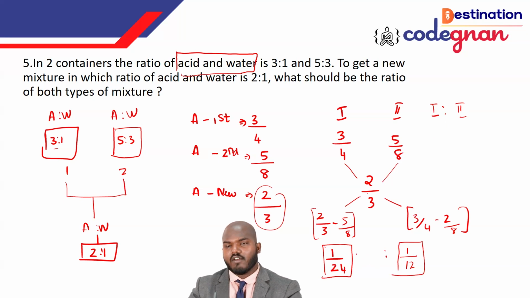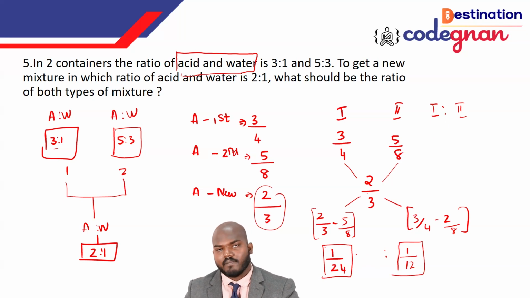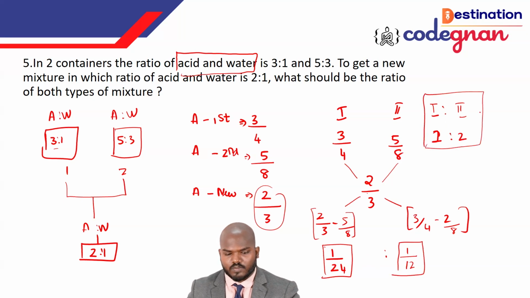If you're taking the real fraction, okay, so now it looks like a fraction. If you want to make it ratio-wise, you need to do a cross multiplication or take the LCM, the common multiple. If you multiply that, it will give you the answer 1 is to 2. Okay, so this is your final answer for this particular question.